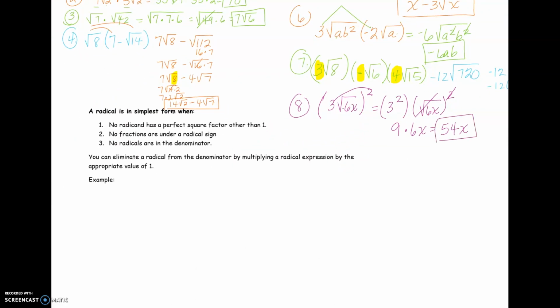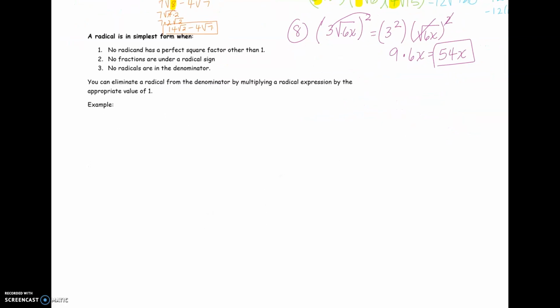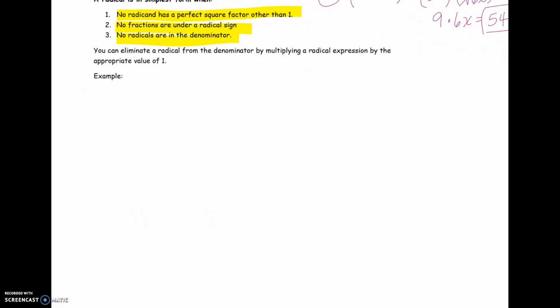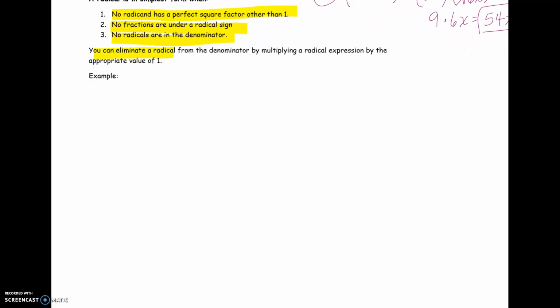Okay. All right. Now let's talk about when a radical is in simplest form. It's in simplest form when no radical has a perfect square factor other than 1, there's no fractions under the radical sign, and there's no radicals in the denominator. You can eliminate a radical from the denominator by multiplying a rational expression by the appropriate value of 1. All right. So let's see what all this says.